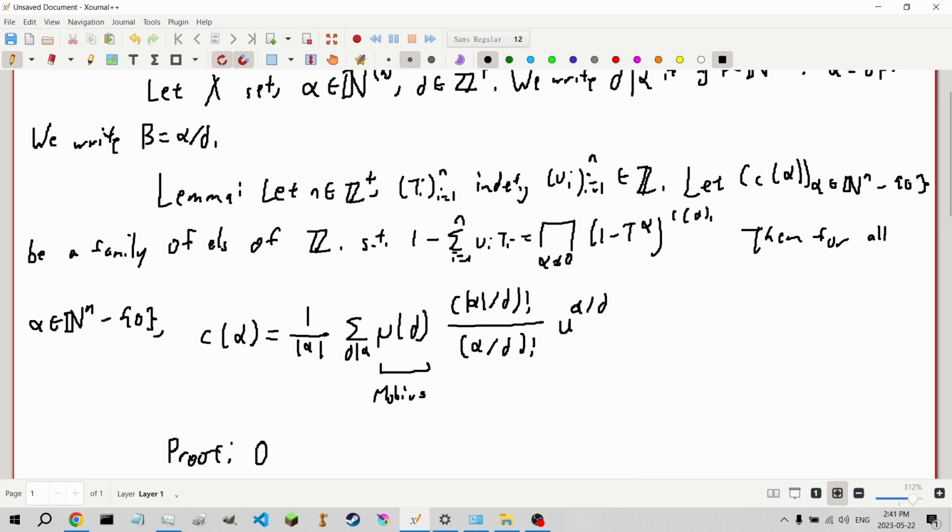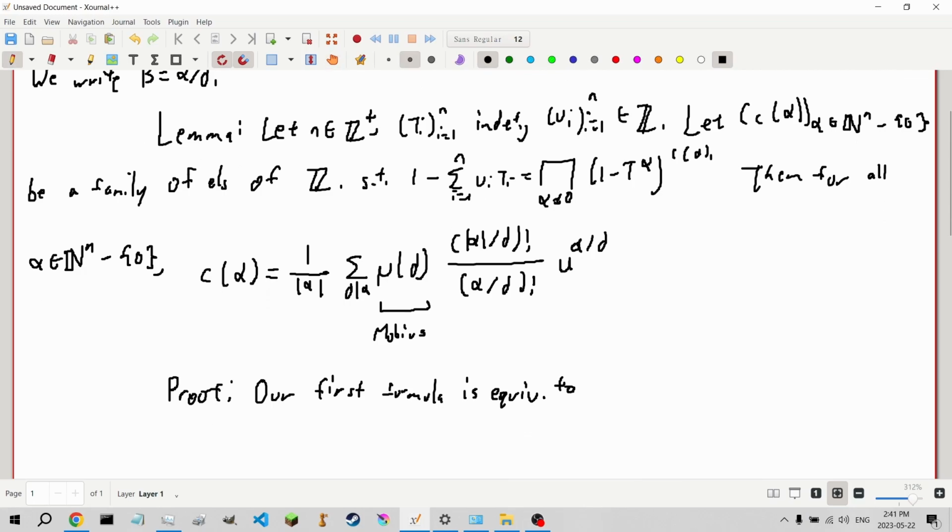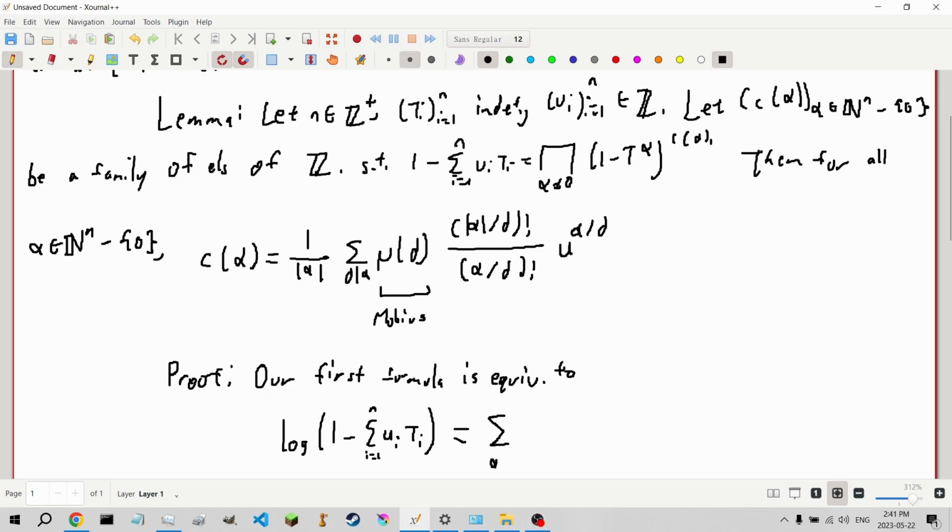Our first formula, which is 1 minus the sum of uiti, is equivalent to, we just take the natural log on both sides, so log of 1 minus the sum over i equals 1 to n. There's not really any reductions to do here. And on the right side, this product is going to turn into a sum across alpha being non-zero. This is also going to bring down this exponent to be a multiplicand, C of alpha times log of 1 minus t alpha.